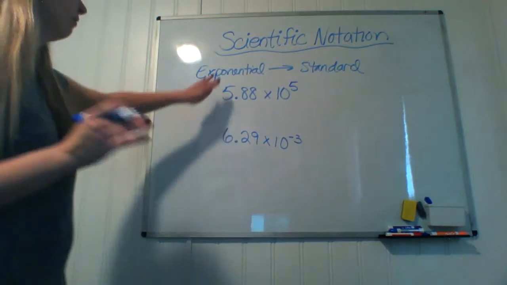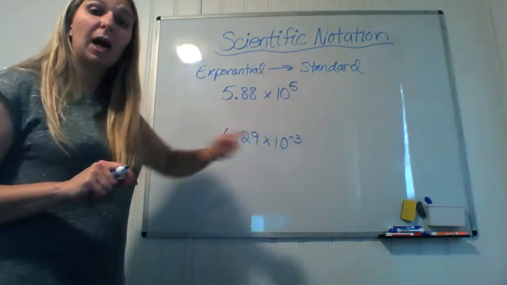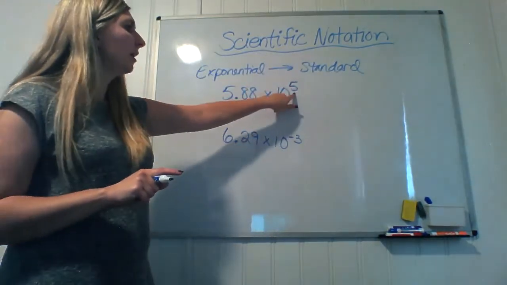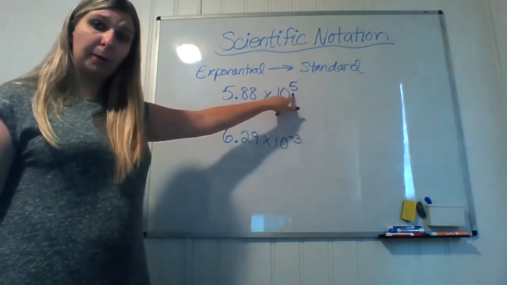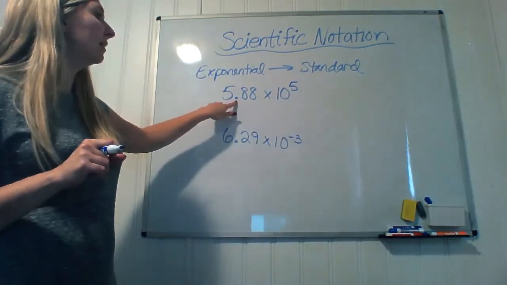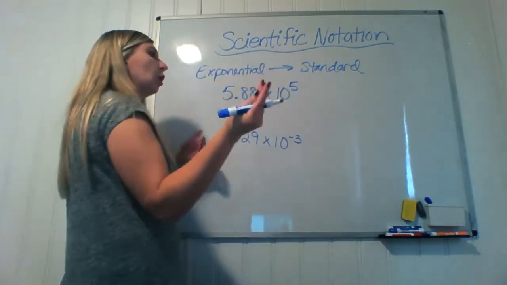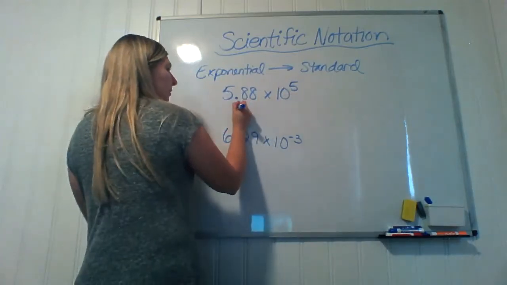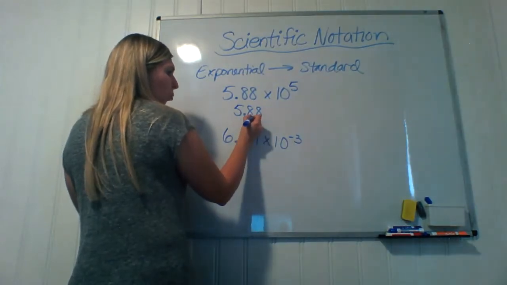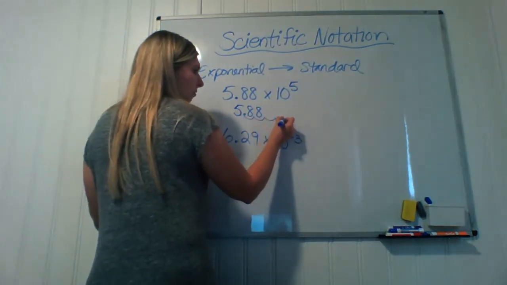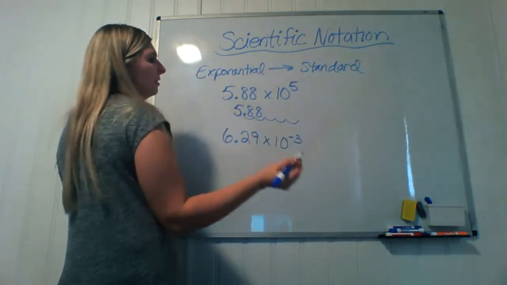When you're going from exponential to standard, the first thing you need to recognize is whether your exponent is positive or negative. When you see that the exponent is positive, then you know that your number is going to be greater than 1, so it's a large number, and you're going to move the decimal place that number of places to the right. To make the number large, we move the decimal to the right. So let's say we have this 5.88, and we want to move the decimal place over 1, 2, 3, 4, 5. These spaces are going to be filled in with zeros.